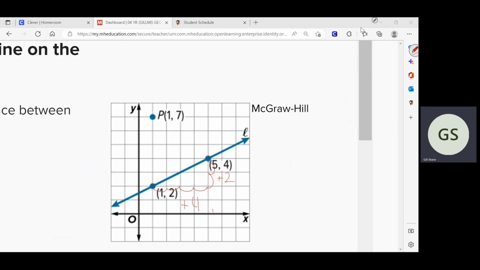So this is my run number down here, my rise number there. The formula is rise over run. And I'm doing way more than you would really need to do, just to show you the steps. So that's how I would do it. I would do rise over run every single time they gave me a graph.